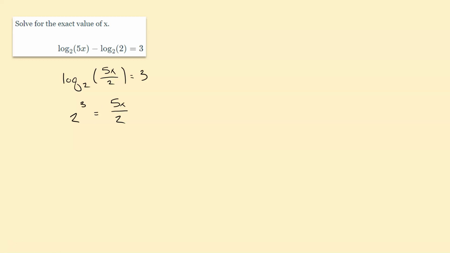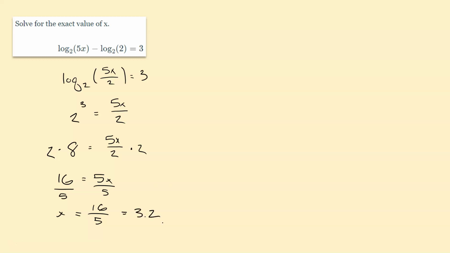2 to the third power is 8. Then we can multiply by 2 on both sides. Go to 16. Divide by 5 on both sides. So we have x equals 16 over 5. That doesn't simplify any further. And as a decimal, that would be 3.2. So either of these answers would be fine, 16 over 5 or 3.2.